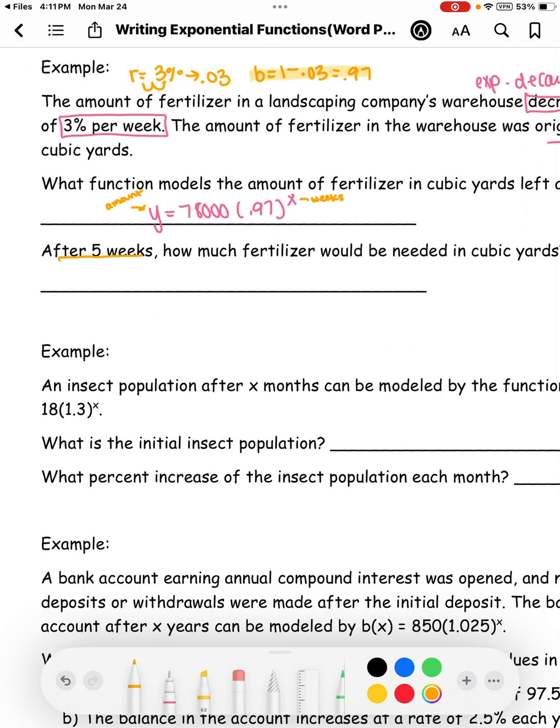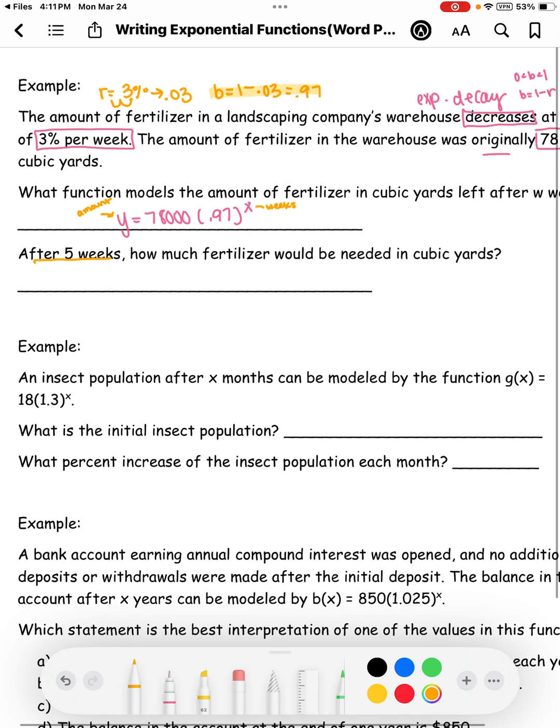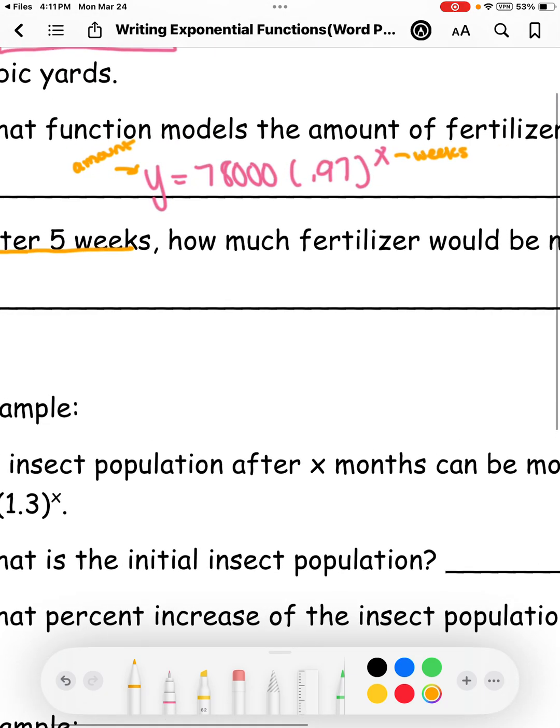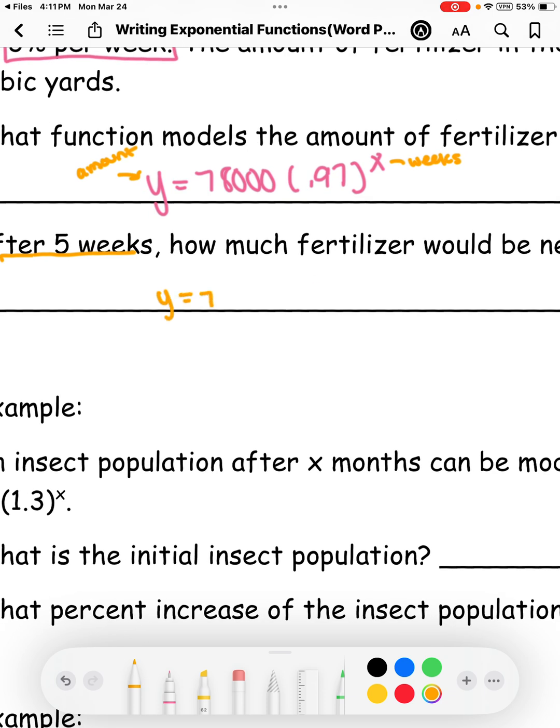After 5 weeks, how much fertilizer will be needed in cubic yards? So where am I plugging that 5 in at? Do y'all see why I labeled my x and y? Do you see the beauty of just being able to know where it goes because we labeled it? Of course you do. All right. Pause the video. Put that in your calculator.